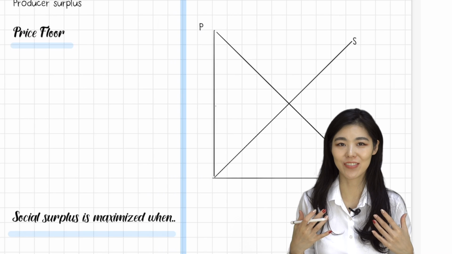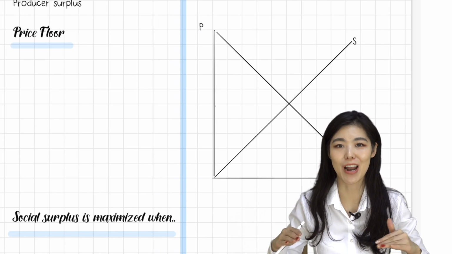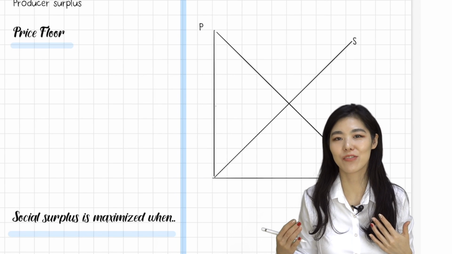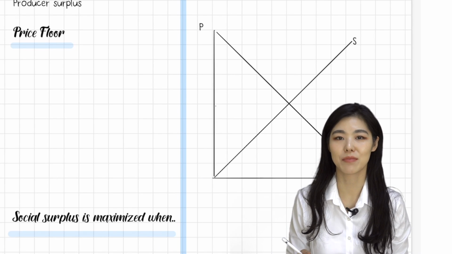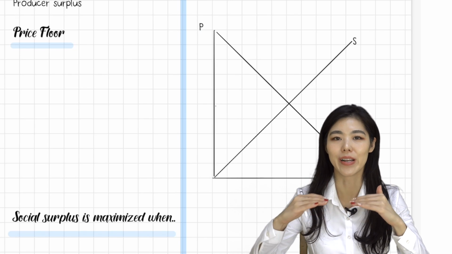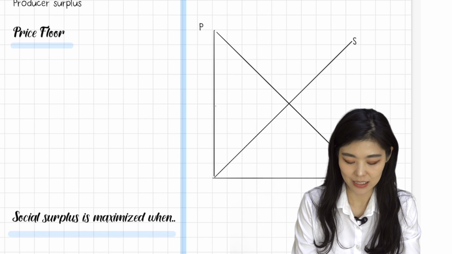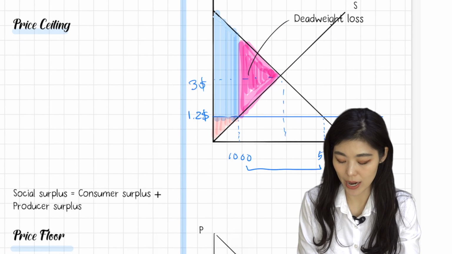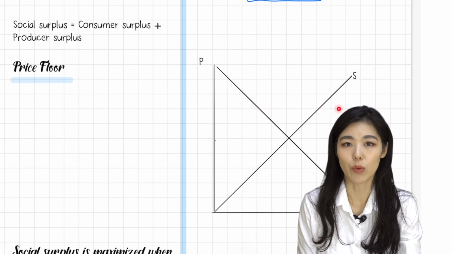You know how a floor lets you stay above the ground and lets you stay on the second floor? For me, I'm on the 13th floor of my flat. Just like that, a price floor lets the prices stay above the equilibrium price. So, like the price ceiling goes below the equilibrium price, a price floor goes above the equilibrium price.